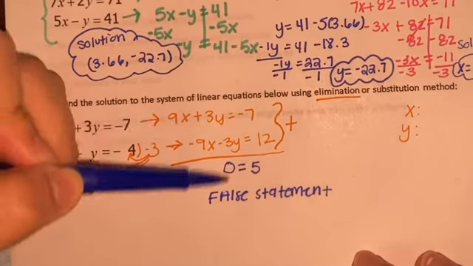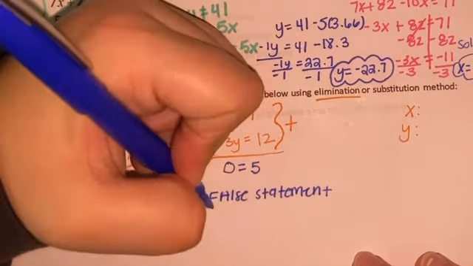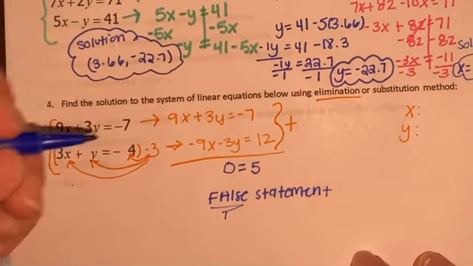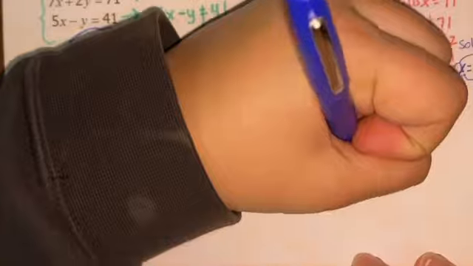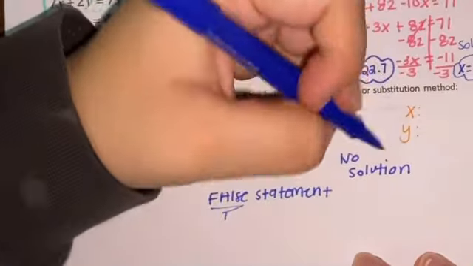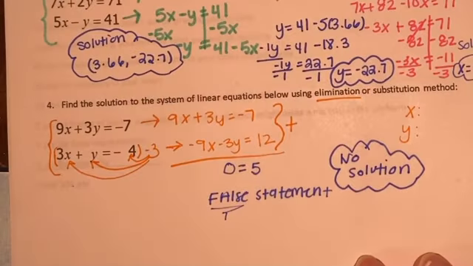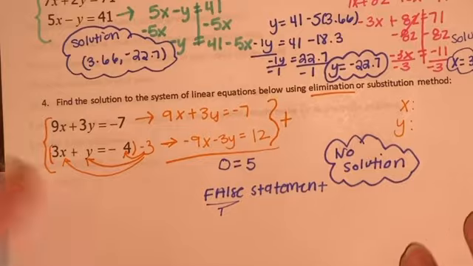Everything canceled out, the x's and the y's both canceled out, so that is why this is a false statement. So what we know is that there is no solution to this problem. No solution. Okay, and that's the last problem.